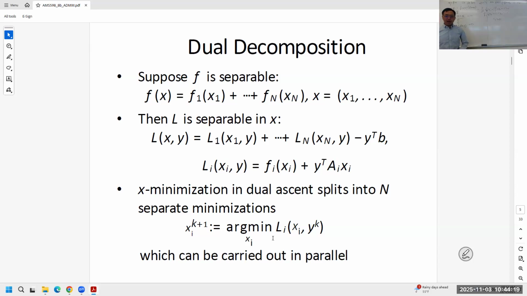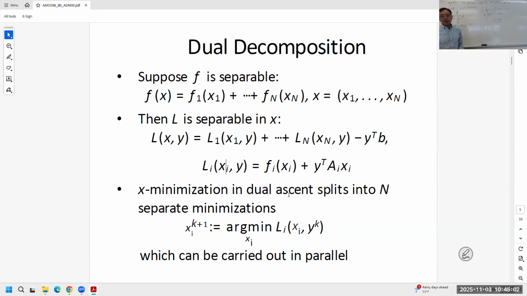If your function f(x) is separable, then when you minimize your Lagrangian function, given y, we can minimize these sub-functions separately, because the x_j have no overlap. So minimizing L_j(x_j) has nothing to do with the other x_j. Therefore, you can separate it.